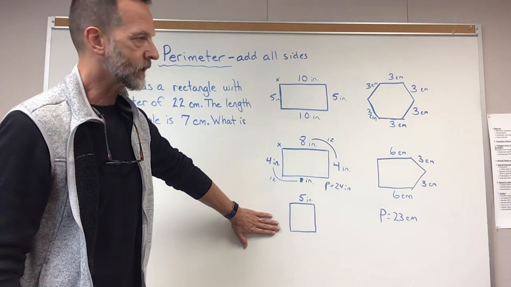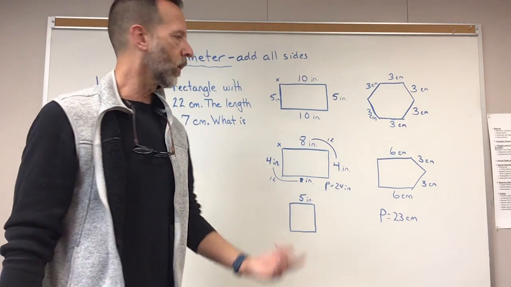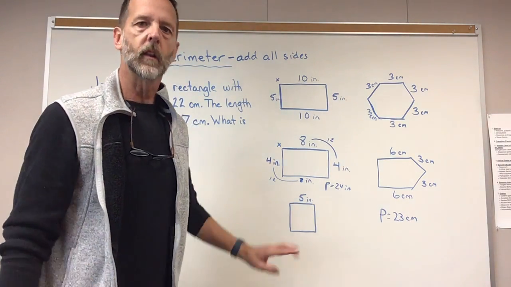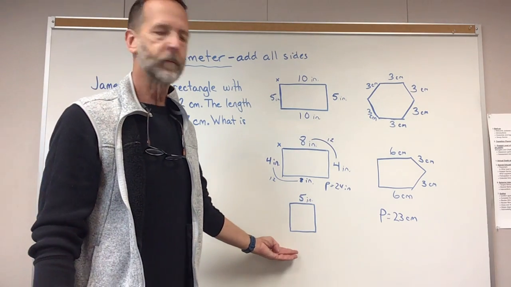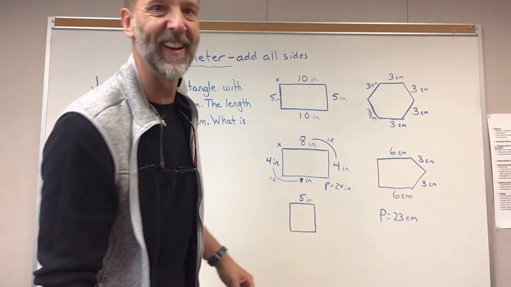All right, next one. I only have one measurement on this one. What in the world am I going to do if I've only got one measurement? Well, let's take a look at the shape. What shape do we have? It's a square. It's supposed to be a square anyway.